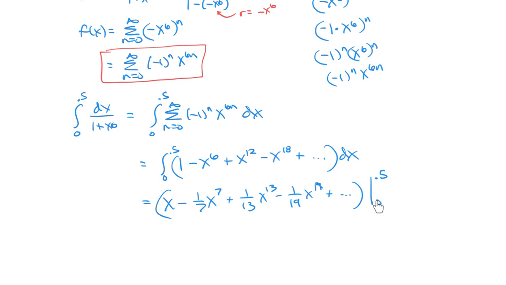Now we can see that plugging the 0 in isn't going to do anything. It's just going to be minus 0. So really it's just plugging the 0.5 in. So I'm going to plug 1/2 in for all of these. When I plug 0.5 in the first one, of course, I'm going to get 0.5. Now when I plug 0.5 into the second term, I go 0.5 raised to the 7th power divided by 7.